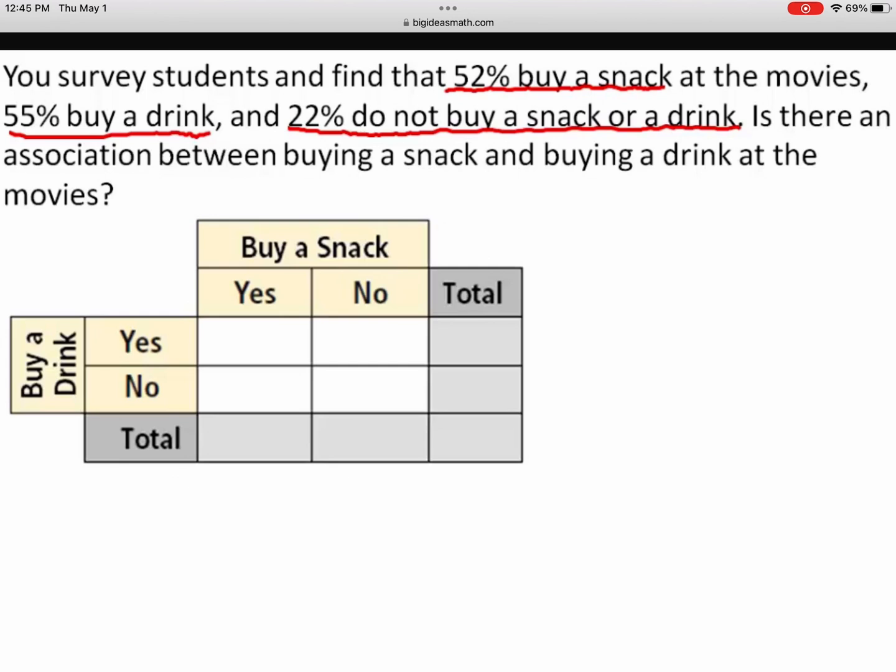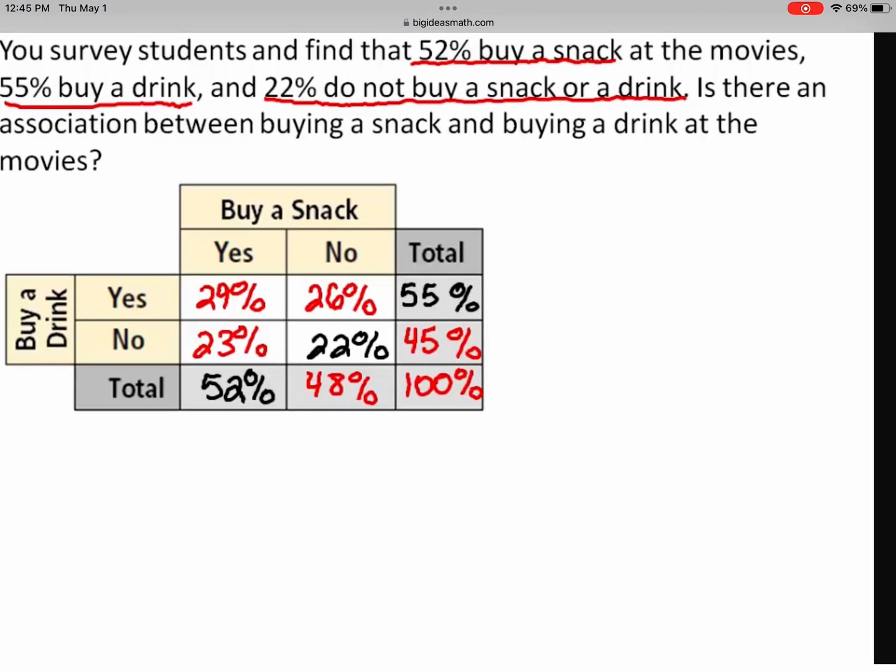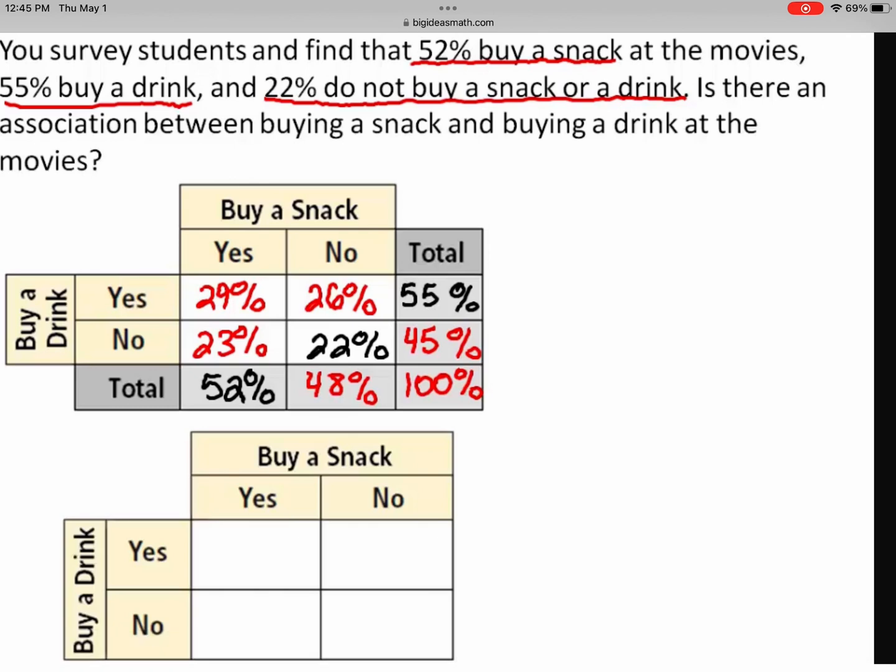You are told that a total of 52% of the students surveyed buy a snack. A total of 55% of the students surveyed buy a drink, and 22% of the students surveyed do not buy a snack or a drink. Now use reasoning to find the missing joint and marginal relative frequencies. Use conditional relative frequencies based on the column totals to determine whether there is an association.